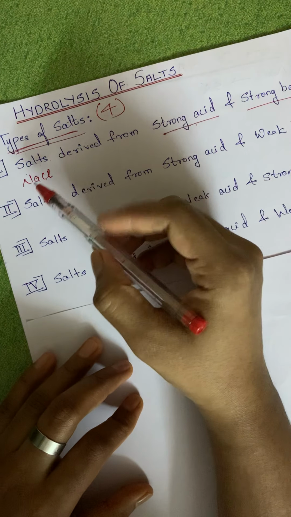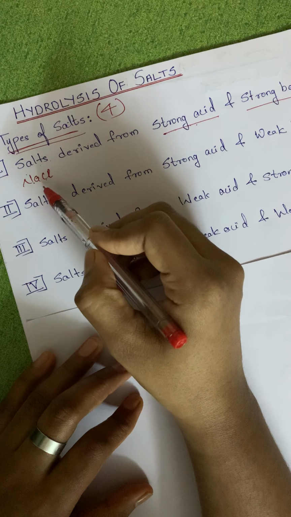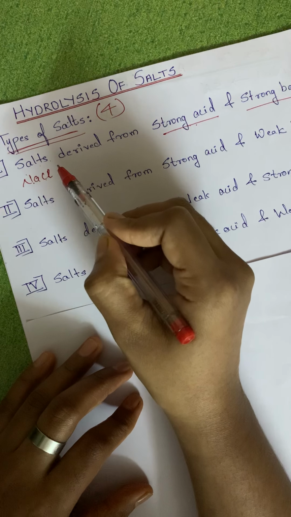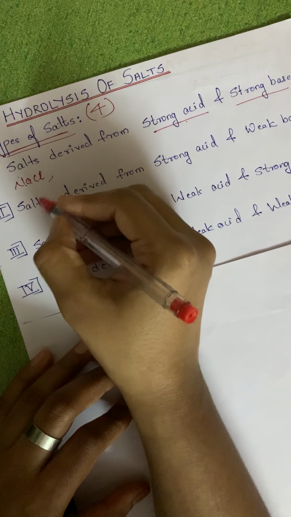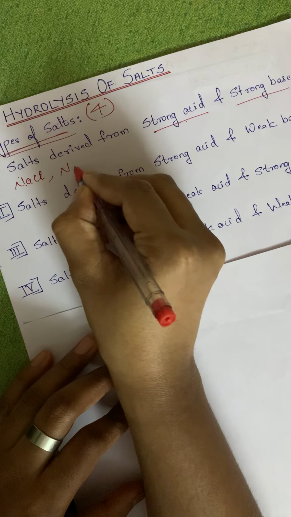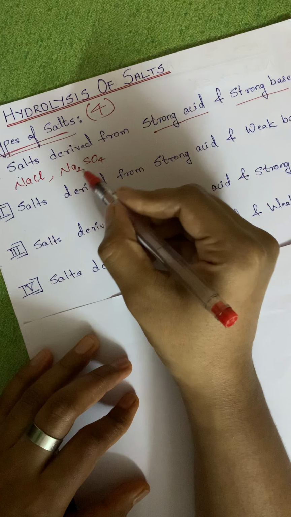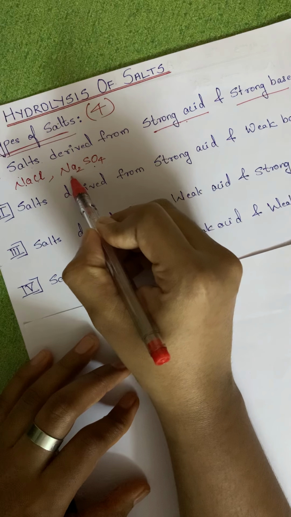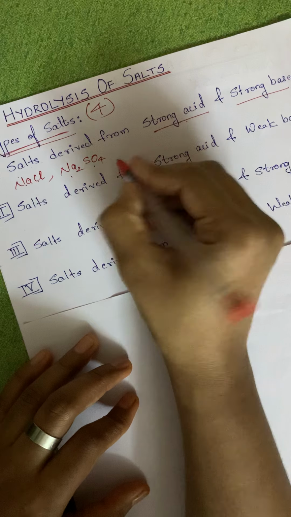That means the salt is derived from a strong acid HCl and strong base NaOH. So hopefully understood. What is the strong acid and strong base in this salt? Strong acid is HCl and strong base is NaOH. Next, one more example, Na2SO4. What will be the strong acid here? Strong acid will be sulfuric acid and strong base will be sodium hydroxide.